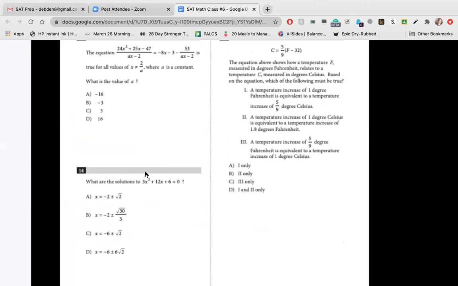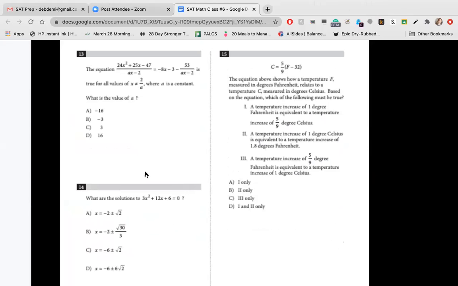Okay. Number 13 now. These look really mean, but this is really about your algebra. Okay. So this is all about your algebra. Now, if you notice that the denominator of this one is ax minus 2, and this one, you could write it with a denominator of ax minus 2. So that's what I'm going to do. I'm going to take the right side, and I'm going to make it have a denominator of ax minus 2, and then I can set the numerators equal to each other.